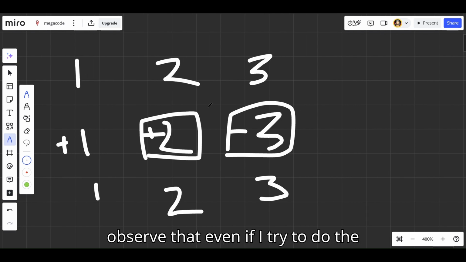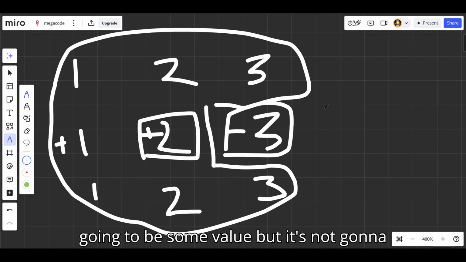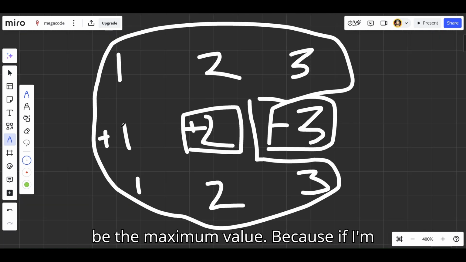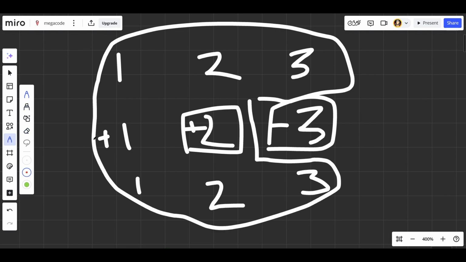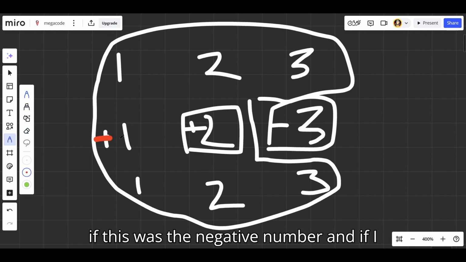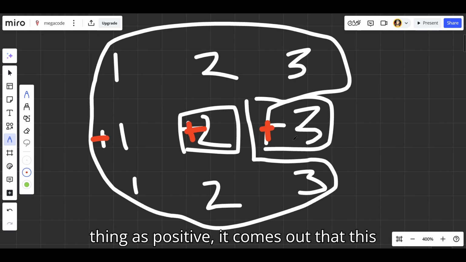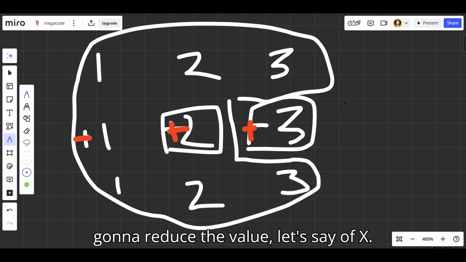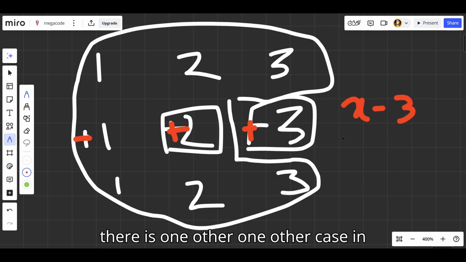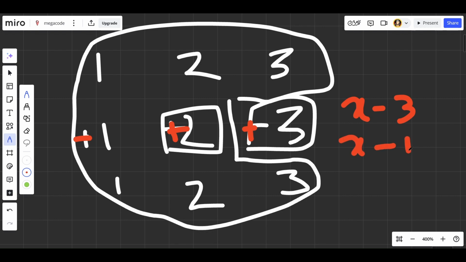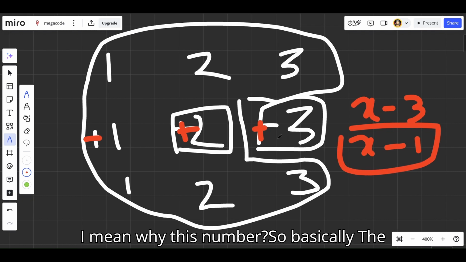As you can observe, even if we do the summation of all these values, it is going to be some value, but it's not going to be the maximum value, because if I observe clearly, if this was the negative number and I kept this thing negative and this thing positive, it comes out that this was the more negative number. So it's going to reduce the value. Let's say of x, it's going to subtract 3. And there is one other case in which the value is x minus 2. So which of these, what do you think, guys, is the maximum? Obviously this number.